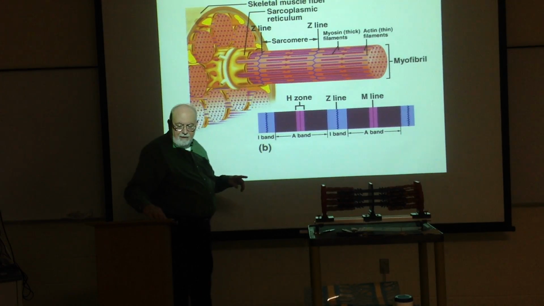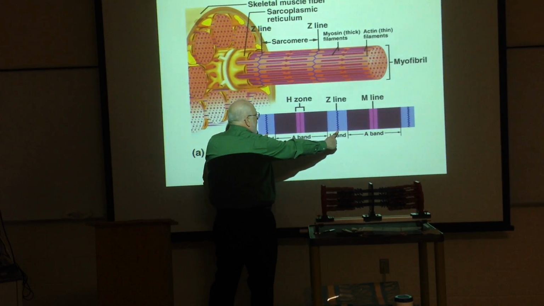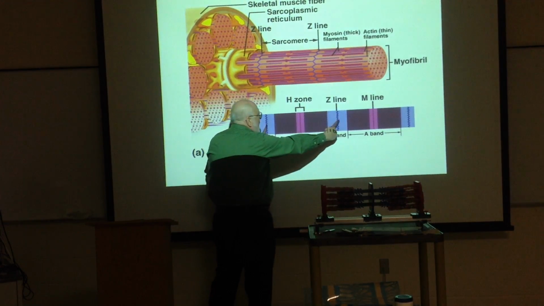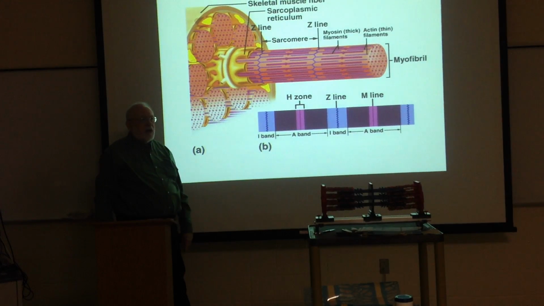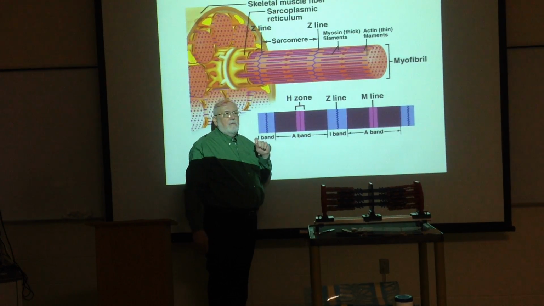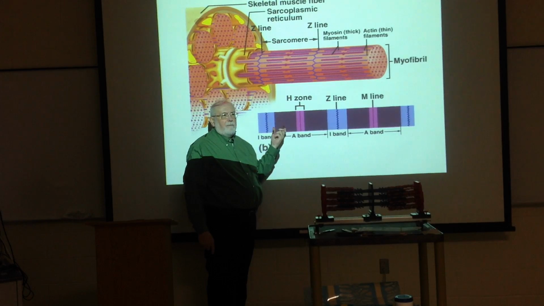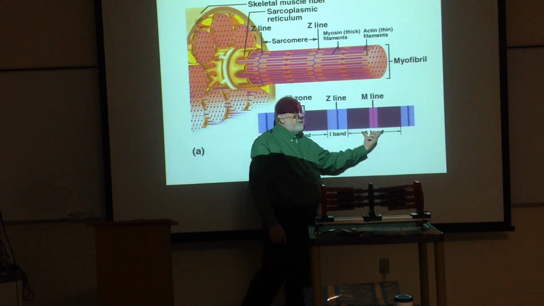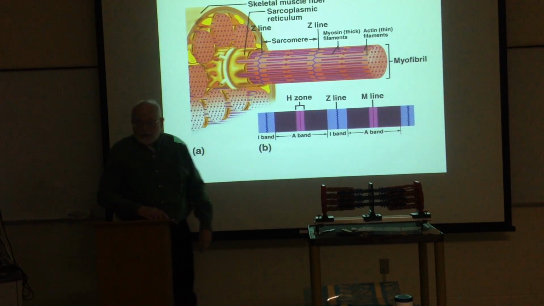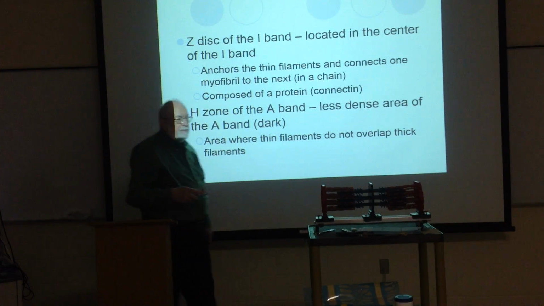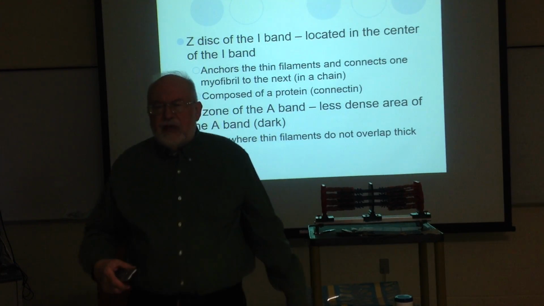All right, and here we have the Z line, down the middle of the I band, the light staining I band. So from one Z line to the next one, that would be a sarcomere. And here in the center of the A band, what is it? Well, it's thick filaments and some overlap with thin filaments when it's relaxed, like it is here. So there's one sarcomere there, here's another one here, and you can see how they're arranged in a chain. The Z disc, as we said, is in the center of the I band.